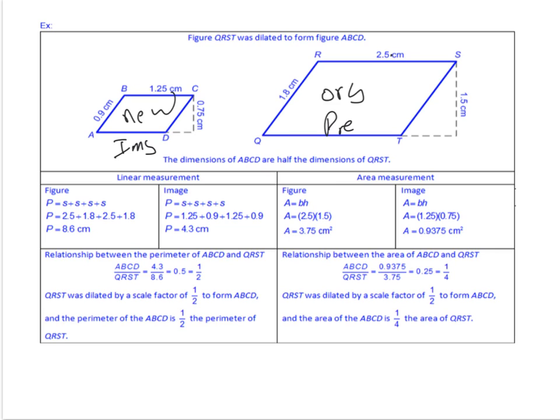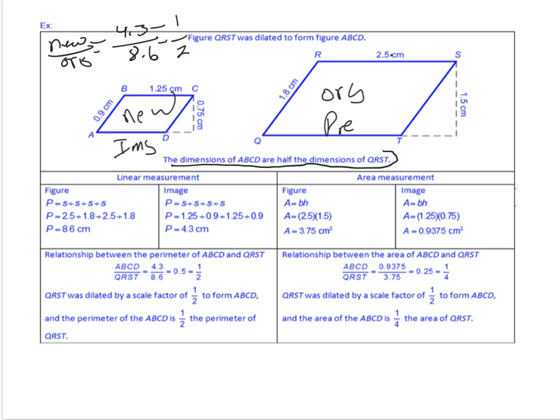And the reason why is because now we will have new over original, and our new is 4.3 over 8.6. Of course, we can just do some reducing, and this will be 1 over 2. So yes, and it tells us here at the bottom, the dimension of ABCD are half the dimensions of QRST, so that means that our scale factor is 1/2.